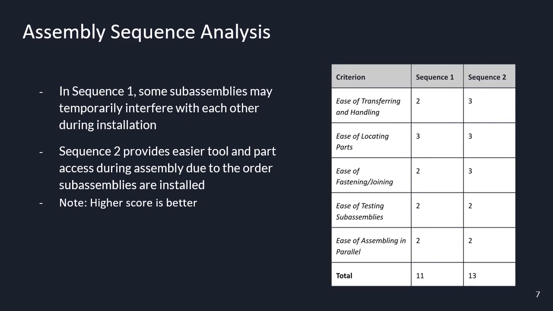For the assembly sequence analysis, sequence 2 beats out sequence 1 in the category of ease of transferring and handling, as well as ease of fastening and joining. This is mainly due to how sequence 2 is designed for ease of access, while sequence 1 will have some temporary interference between parts as certain sub-assemblies are installed. Therefore, our preferred assembly method is sequence 2.